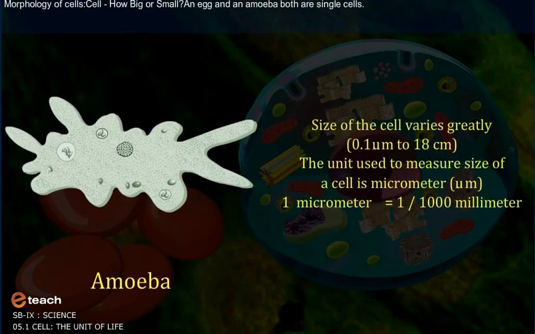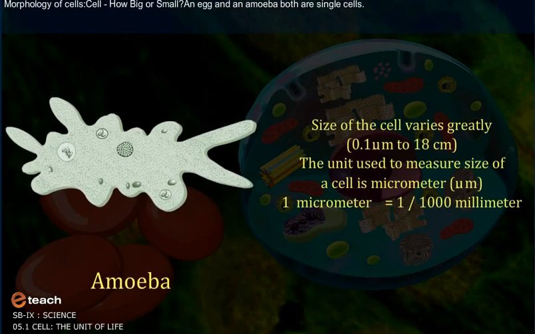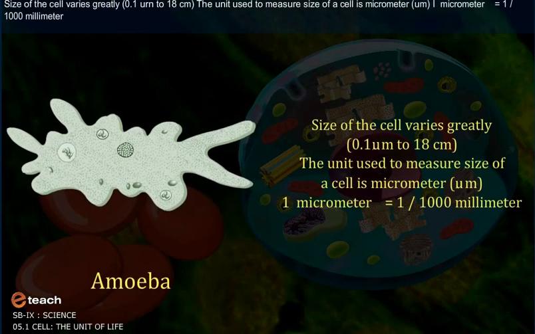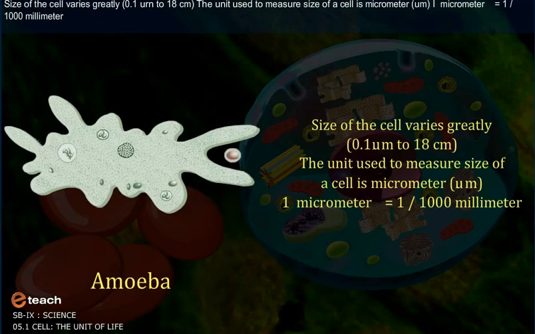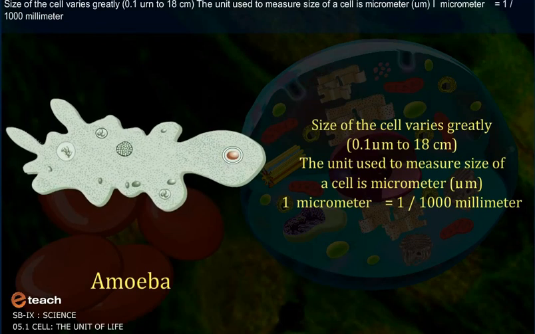Morphology of cells. Cell. How big or small? An egg and an amoeba both are single cells. Size of the cell varies greatly, 0.1 micrometer to 18 centimeter. The unit used to measure size of a cell is micrometer, that is μm. 1 micrometer is equal to 1 upon 1000 millimeter.